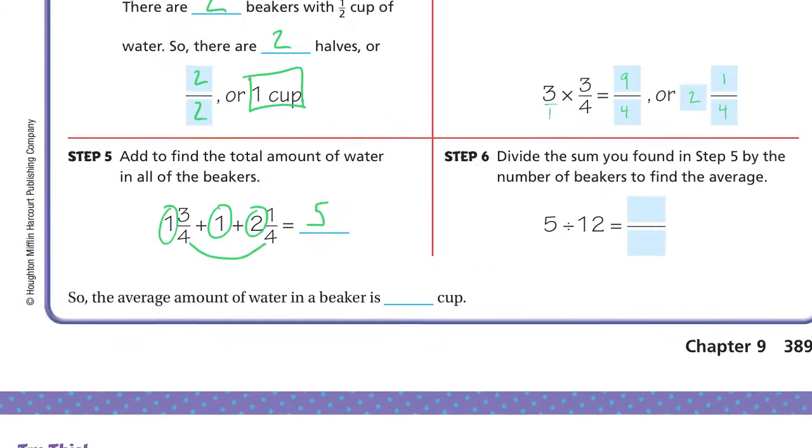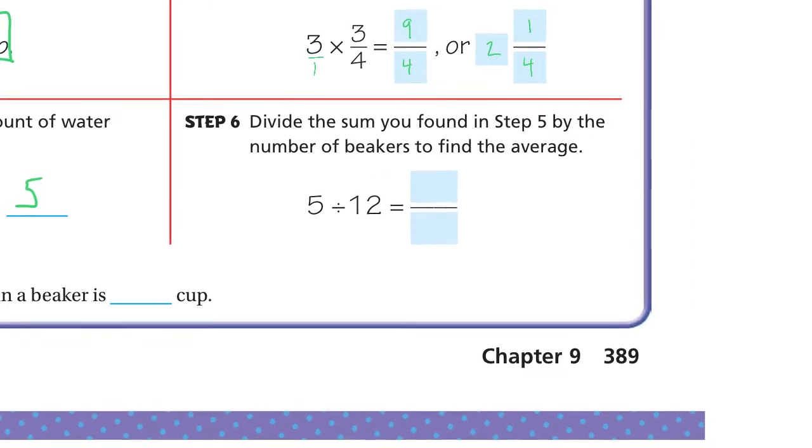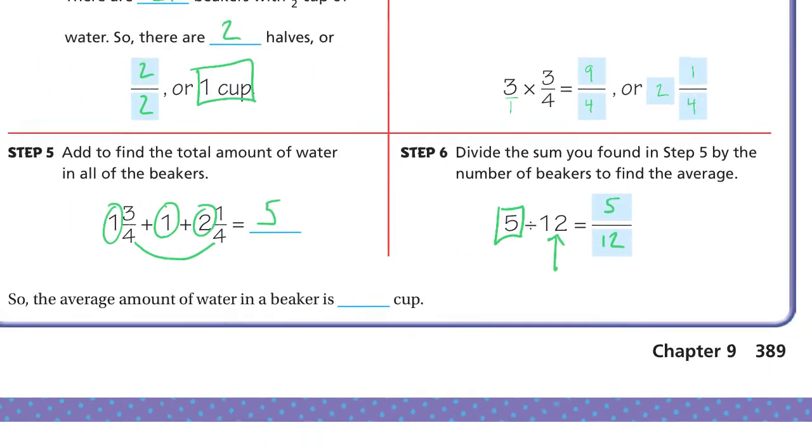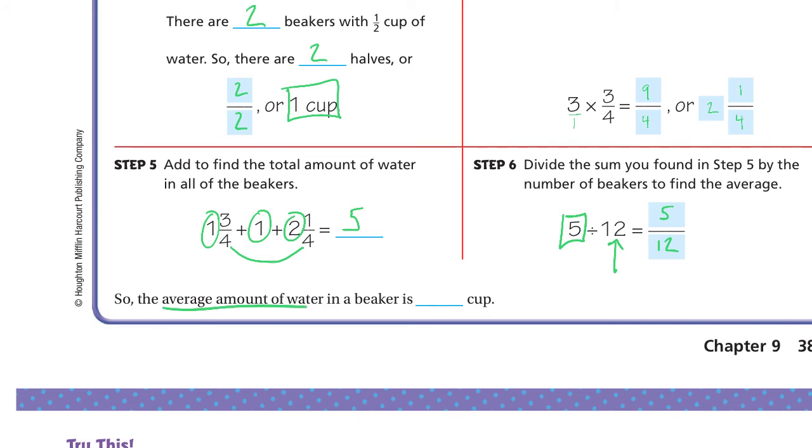Step 6. Now I'm going to divide that amount, which is 5, by the total amount of beakers. So they've done that part for us. They say there was 12 beakers. I'm going to trust them, and so here's my answer. 5/12. 5 divided by 12 is 5/12, and I'm done. And so my answer, the average amount of water in a beaker, is 5/12 of a cup.